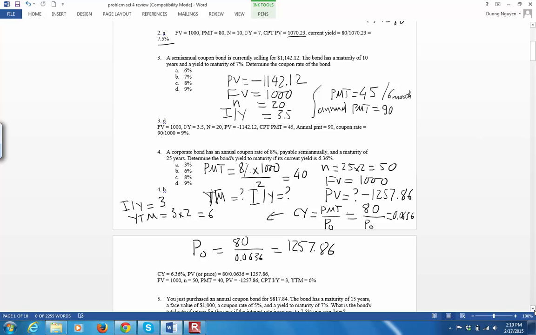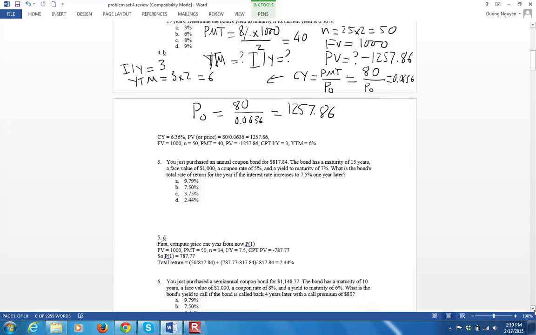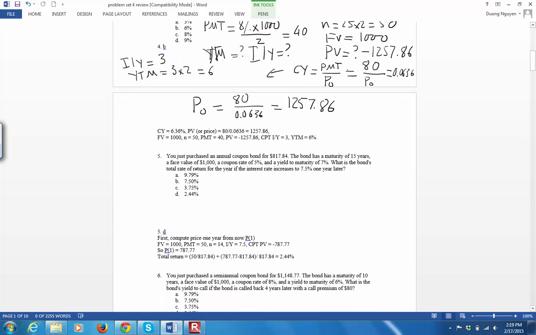Number 5. You bought an annual coupon bond for $1,784. So today you bought a bond at the price P0 equal to $1,784. The bond has 15 years to maturity. Face value is $1,000, so at maturity you receive $1,000. The coupon rate is 5%. Yield to maturity is initially 7%. What is the price of the bond?